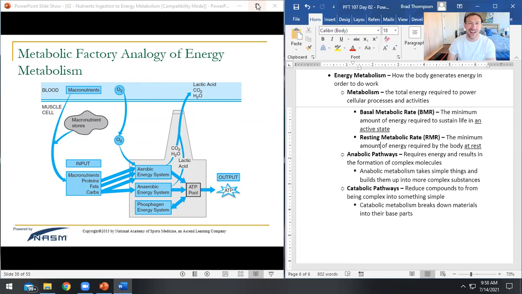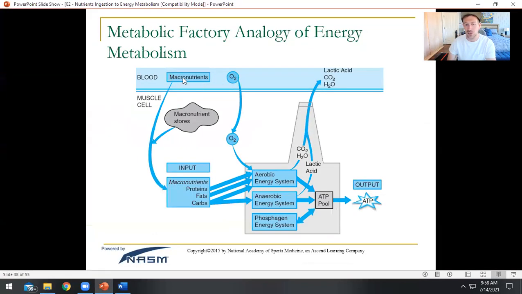This is an analogy. When it comes to energy metabolism, you get your blood, which has some macronutrients in it, right? Those macronutrients come in, and those are your proteins, fats, and carbs. And a little bit of oxygen comes in as well. And what happens is your aerobic and anaerobic energy systems and your phosphagen systems basically convert all of that into ATP and then spit it out.